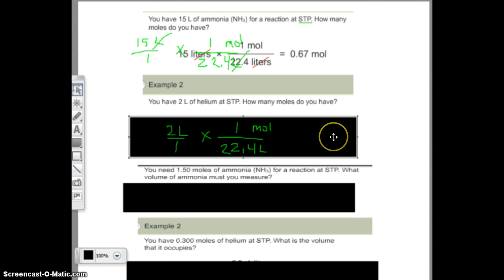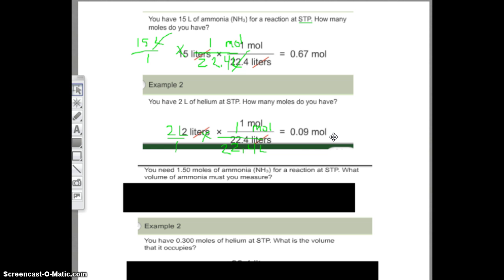All right, question number 2. If you want, go ahead and do all these problems, and you can look up the answers right in the lessons if you're at that point. Number 2, you have 2 liters of helium at STP. How many moles do you have? What do you write down first? 2 liters. Put it over 1. What has to be at the bottom of your next fraction? Liters. What's on the top of your next fraction? Moles. Again, what is our conversion? 1 mole at STP is the same as 22.4 liters. Again, put it in your calculator. 2 divided by 22.4 is 0.09 moles.